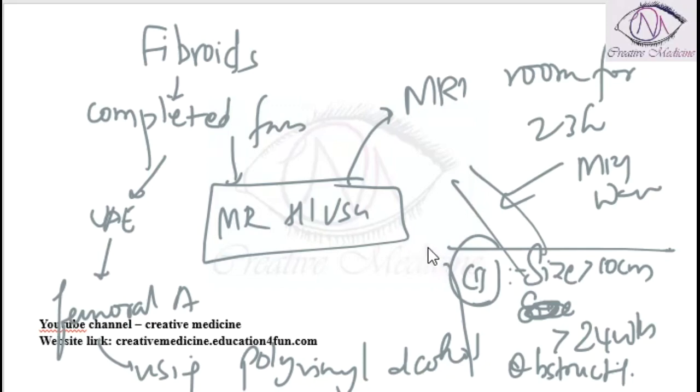Fibroid slowly shrinks in size, and this uterine artery embolization or magnetic resonance high intensity focused ultrasonography is not done in a female who is planning to conceive in the future.